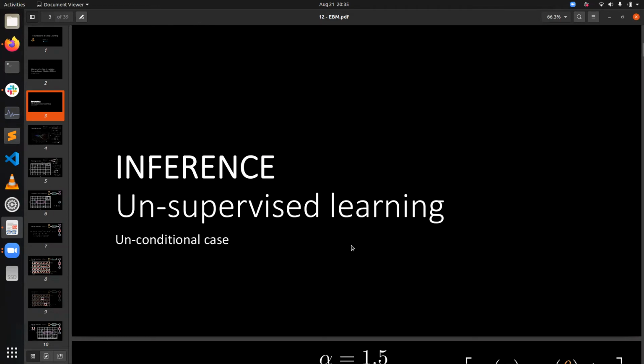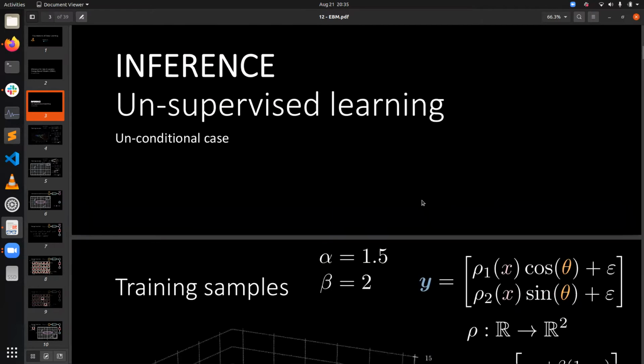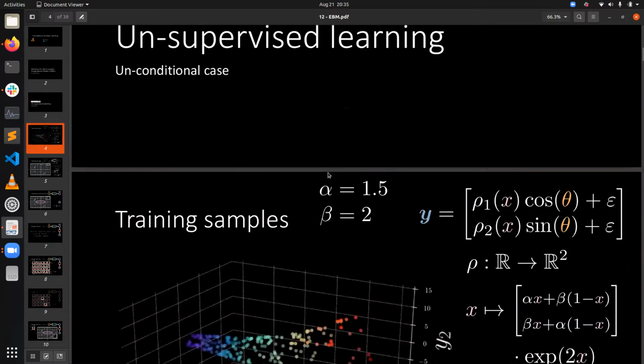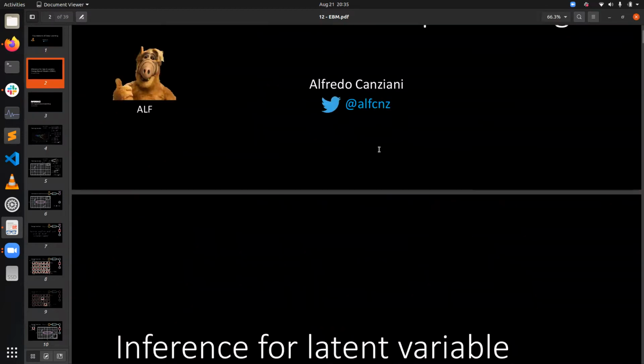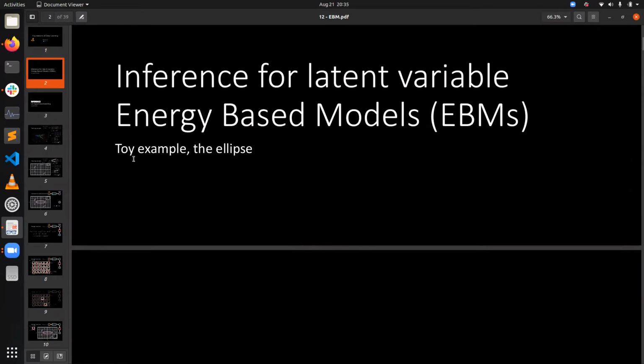So in the last video, we learned about inference for latent variable energy-based models. We'll just quickly go through that so that we know about the context. Yeah, so this is basically a toy example.